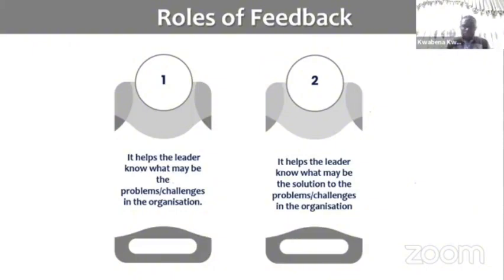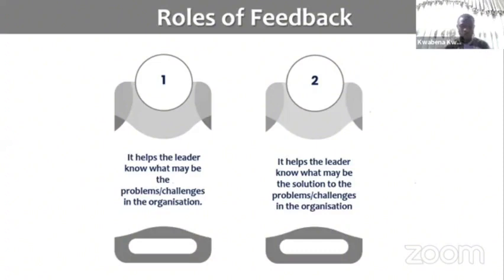because the leader is only one person. And last week, we looked at the importance of people. So in feedback systems, you are actually borrowing the mind of your people to suggest what could be the challenges in the organization and actually proffer solutions. Because no matter how good you are, some people have expertise in certain fields that you may not be privy to.